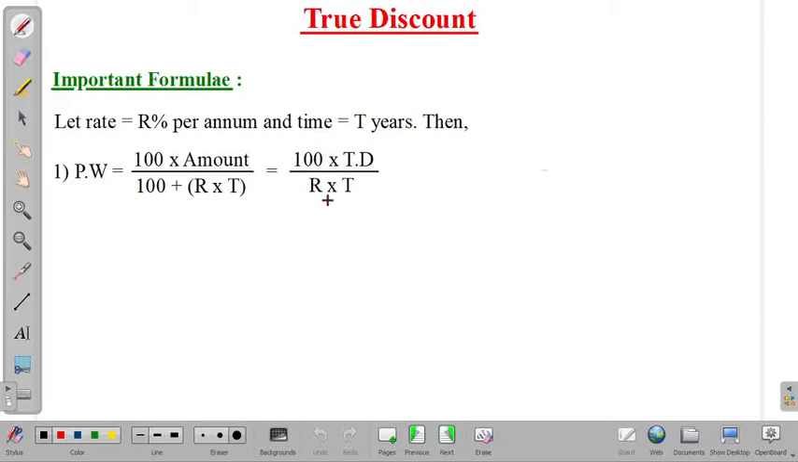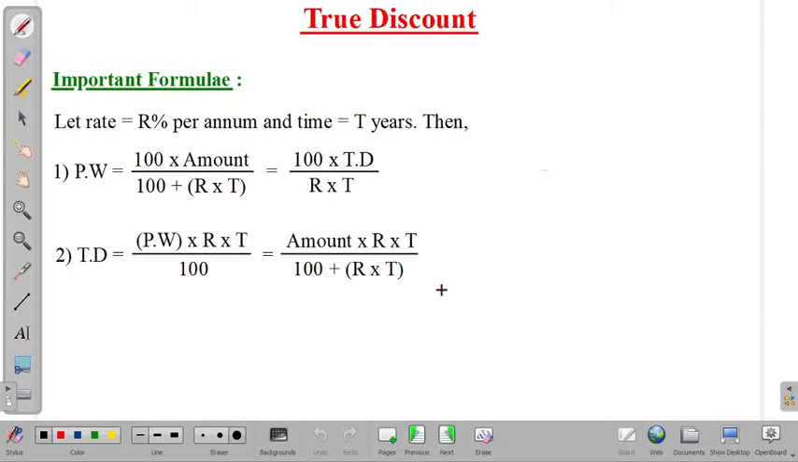Okay. Next formula to calculate true discount when we know present worth, rate of interest and time. So we have obtained this formula from here only. See, true discount can be written as present worth into R into T divided by 100. Or if we know amount, then you can calculate true discount equal to amount into rate into time divided by 100 plus rate into time.